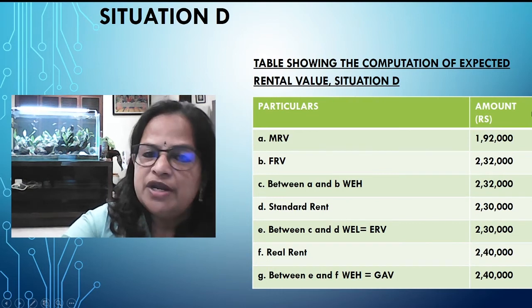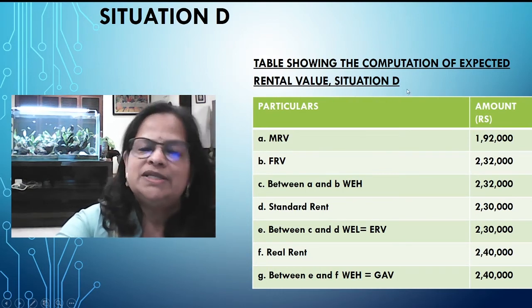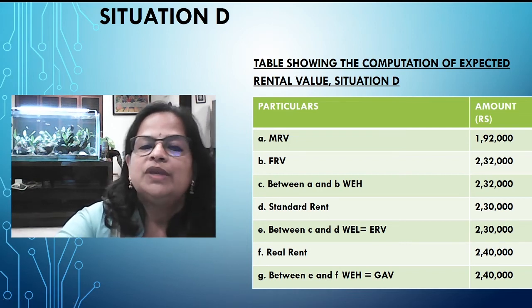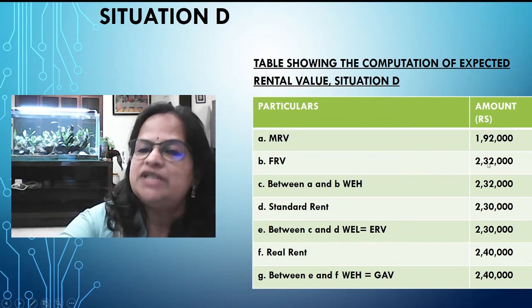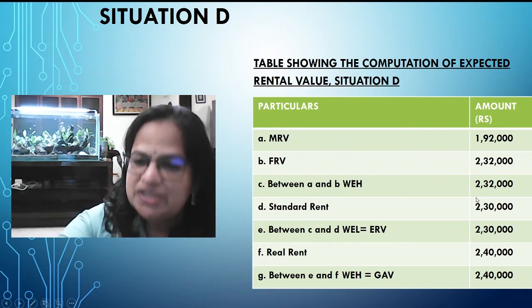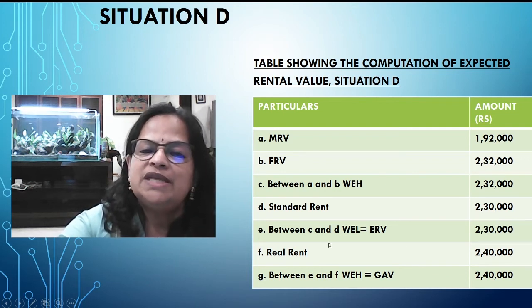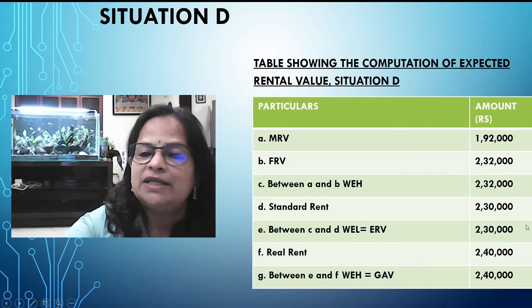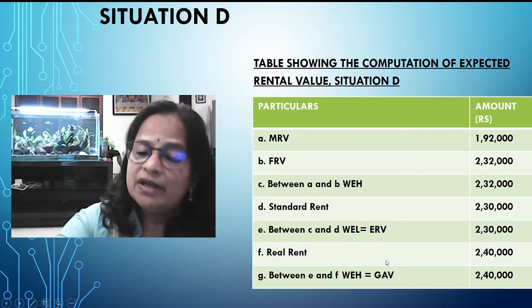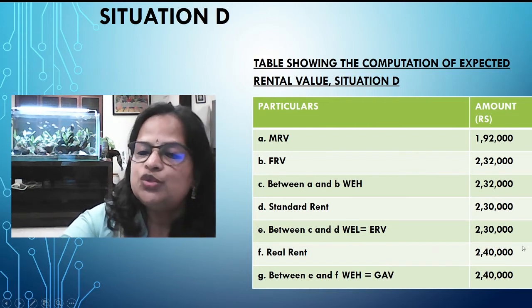Now situation D. The table shows the computation of this; here also 4 values are there. This is just repetition, to practice and make it thorough. Municipal rental value and fair rental value, whichever is high, you take that value. Comparing with standard rent, you get 2,30,000. Between C and D, whichever is less, that is the expected rental value. That is 2,30,000 you got. Now when real rent is there, you have to compare with real rent. Real rent is 2,40,000.